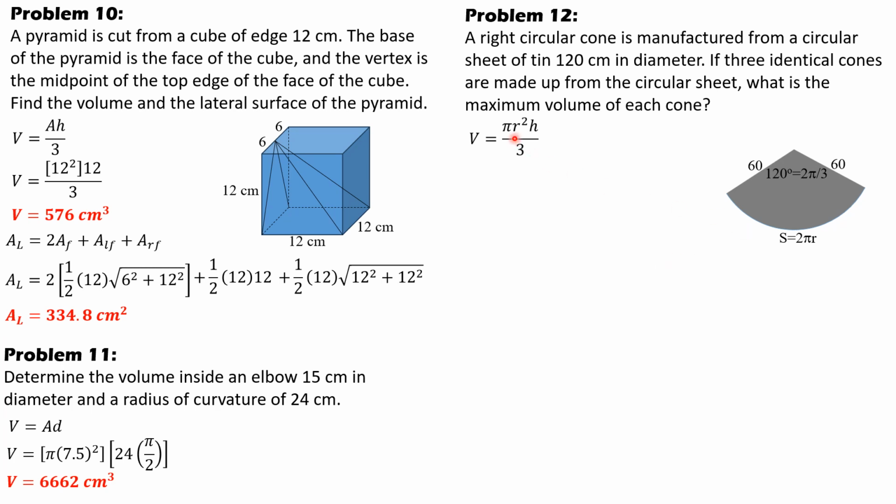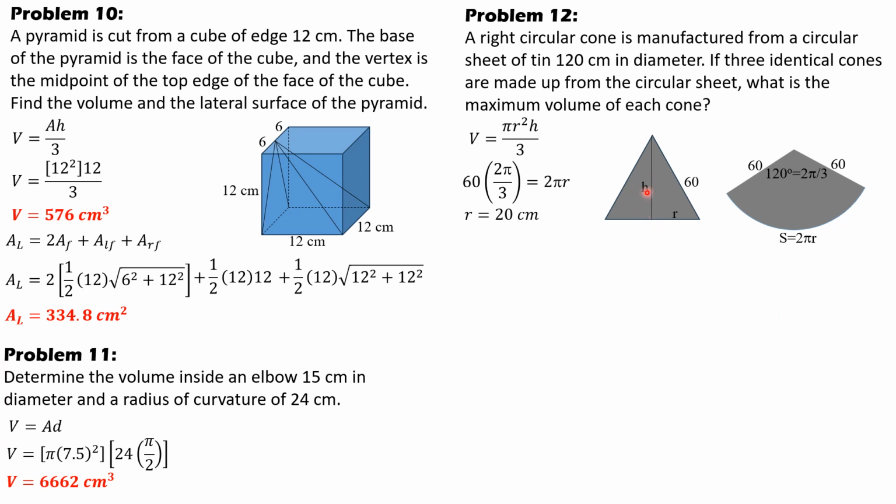Then to solve for r, we equate 2 pi r to radius 60 times central angle 2 pi over 3. So 60 times 2 pi over 3, r theta, remember, is equal to this arc length here, and we equate it to 2 pi r, which is the base of the cone. So 60 times 2/3 pi equals 2 pi r. So r is equal to 20 cm.